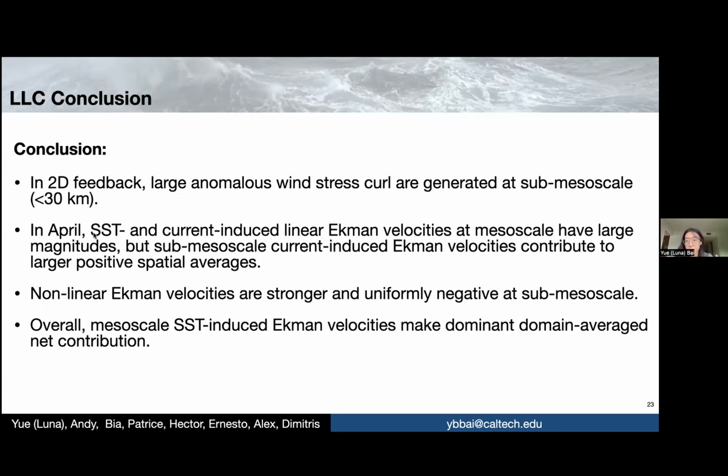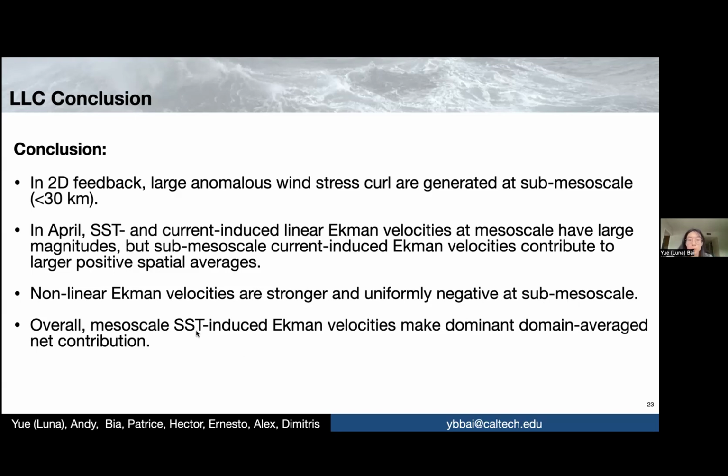And in April, which is the month that we are examining in this study right now, the SST and current-induced linear Ekman vertical velocities at mesoscale have large magnitudes and are pretty similar, but the sub-mesoscale current-induced Ekman vertical velocities contribute to a large positive spatial average, at least in a time series sense. And nonlinear Ekman vertical velocities are stronger and uniformly more negative at sub-mesoscale. This sub-mesoscale contribution mainly comes from the current-induced component instead of the SST-induced or the wind stress-induced part.